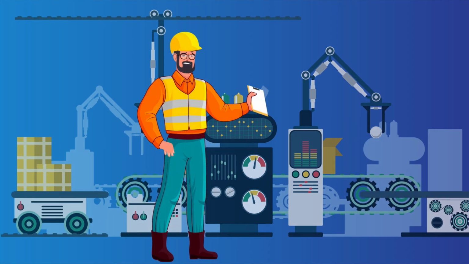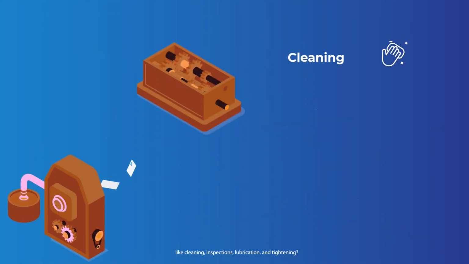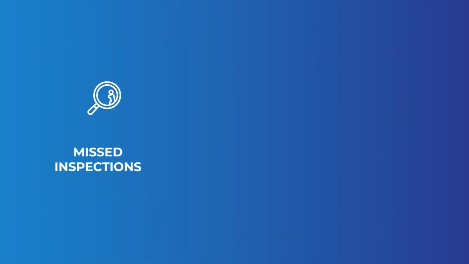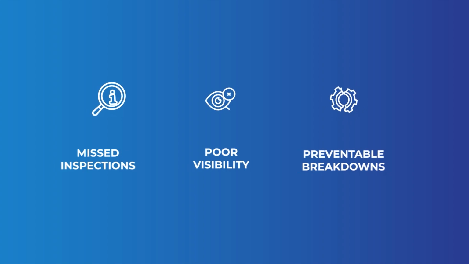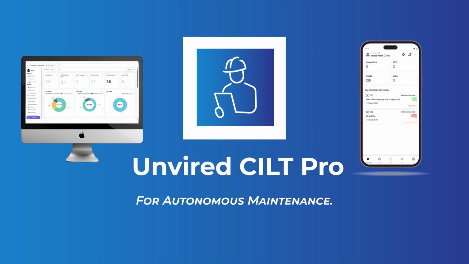Are you still relying on paper-based processes for autonomous maintenance tasks like cleaning, inspections, lubrication, and tightening? Tired of missed inspections, poor visibility, and preventable breakdowns? Introducing Unvired CILT Pro, a comprehensive digital solution to transform your autonomous maintenance.